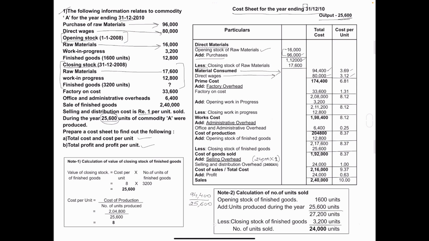Okay, so after taking direct wages, add these two amounts, 94,400 plus 80,000. You will get 1,74,400. And per unit column same, 3.69 plus 3.12. The total is 6.81 and this is called prime cost, the first important part. Hope you got till this prime cost.